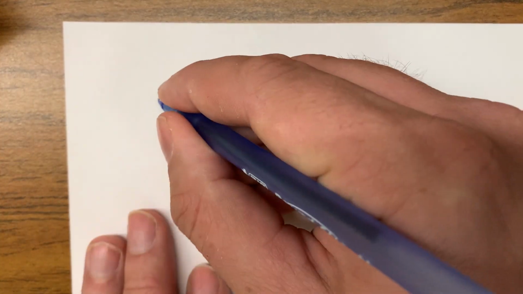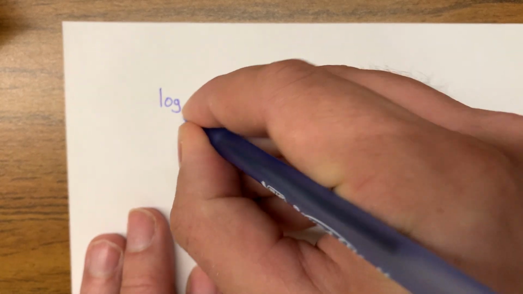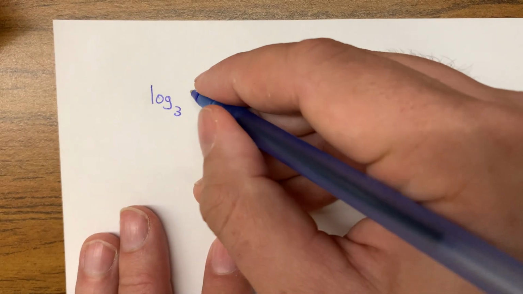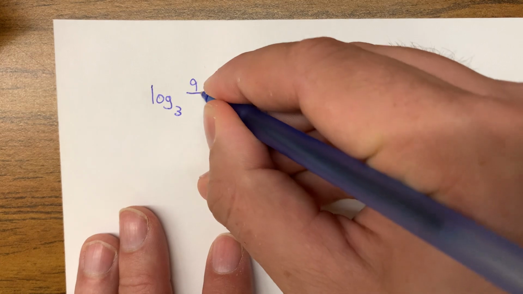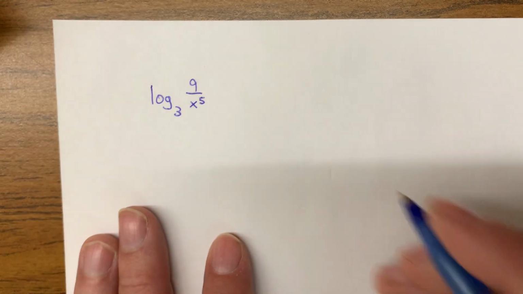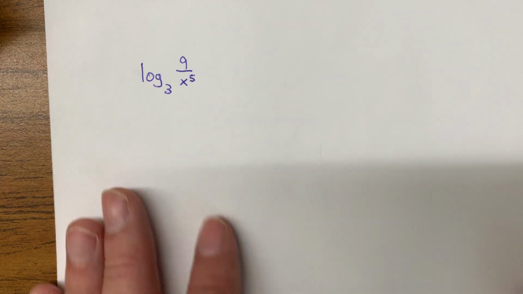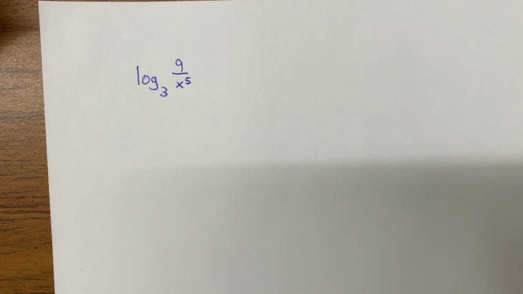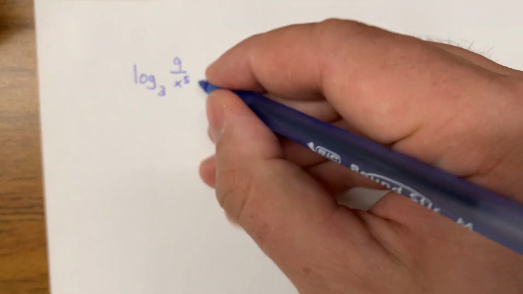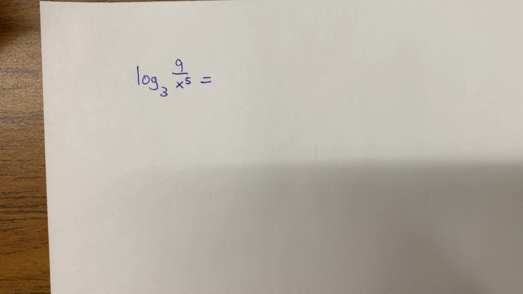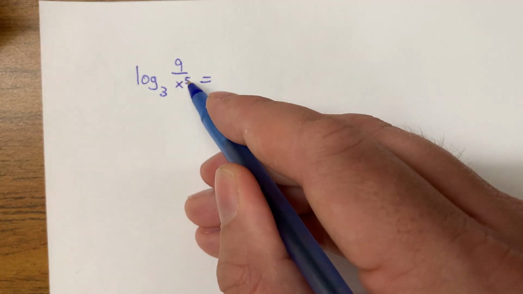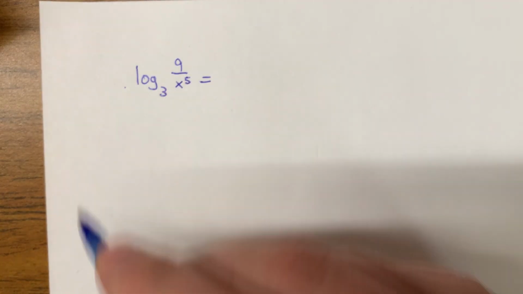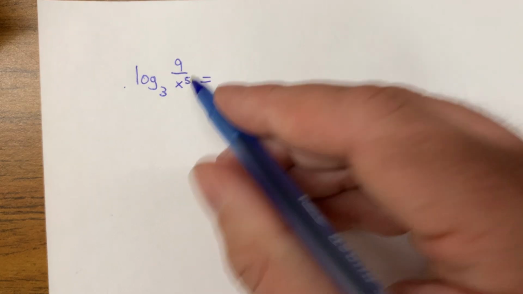Let's do log base 3 of 9 over x to the 5th power. Now, this has multiple things within it, but I want you to try to simplify it. And hopefully you realize that the very first thing you can do is you cannot move this 5 to the outside. You can't do it because it's not the whole thing to the 5th.